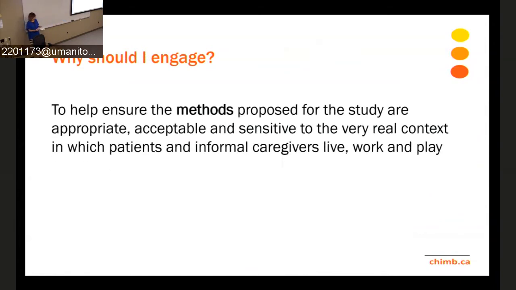To help ensure that the methods being proposed in your study are appropriate, sensitive, and acceptable to the real world context of patients and informal caregivers, where they live, work, and play.